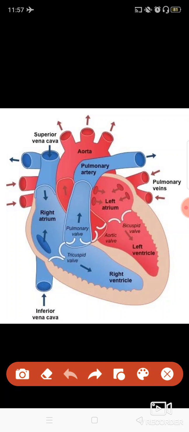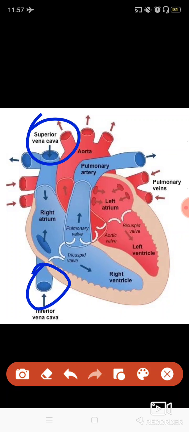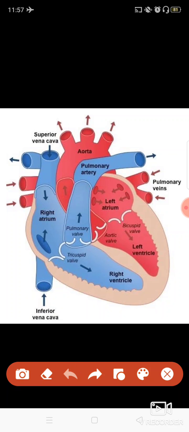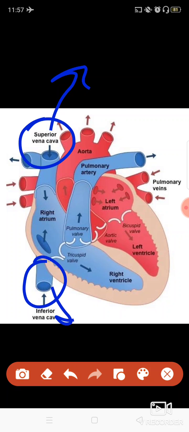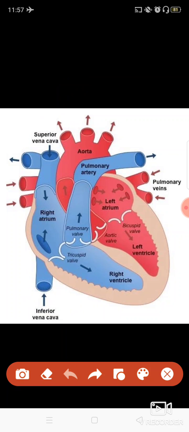There is one more kind of vein which is known as vena cava. This vena cava is going to open in the right atrium. See, this opening is present here. This vena cava opens into the right atrium, either inferior or superior. Superior is the one which is going to connect the upper parts of the body, and inferior is the one which is going to connect the lower parts of the body below the heart.